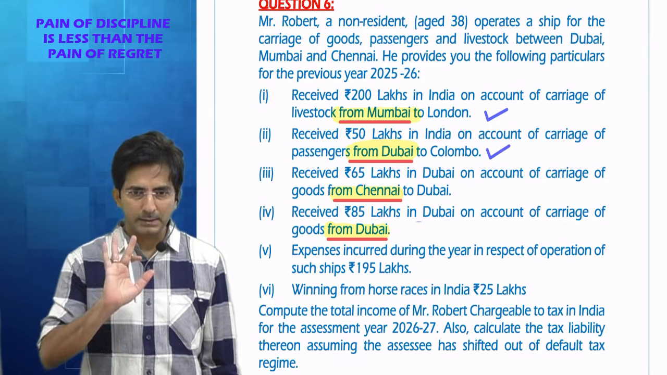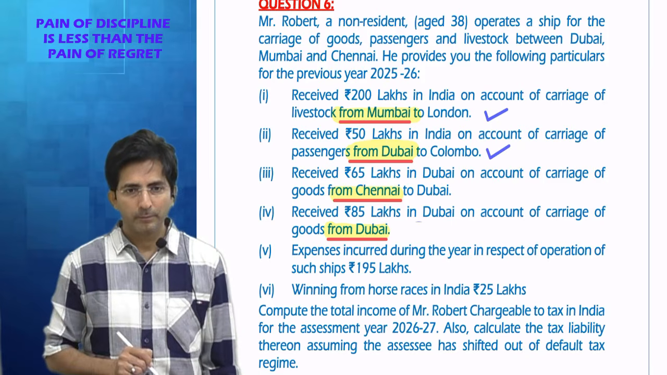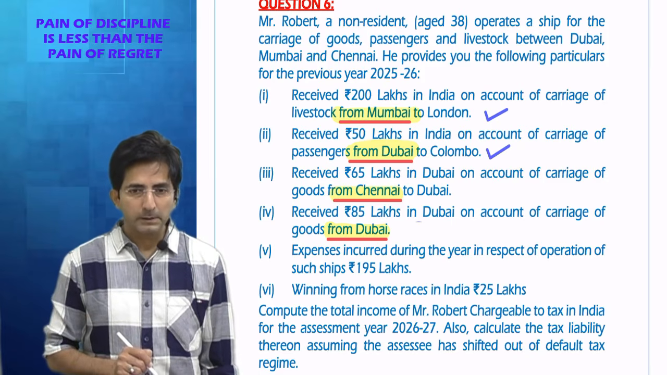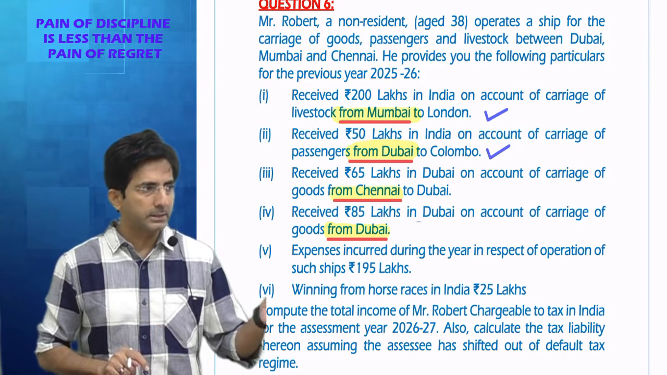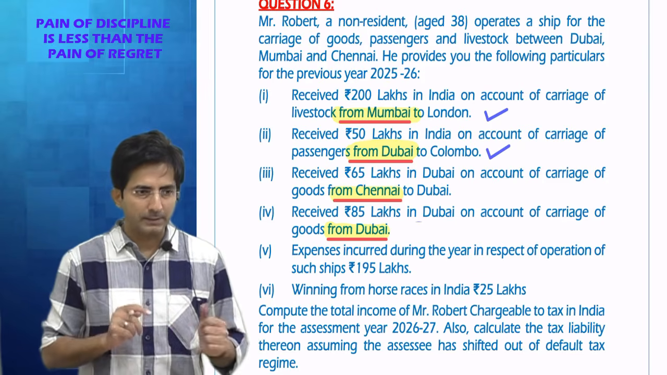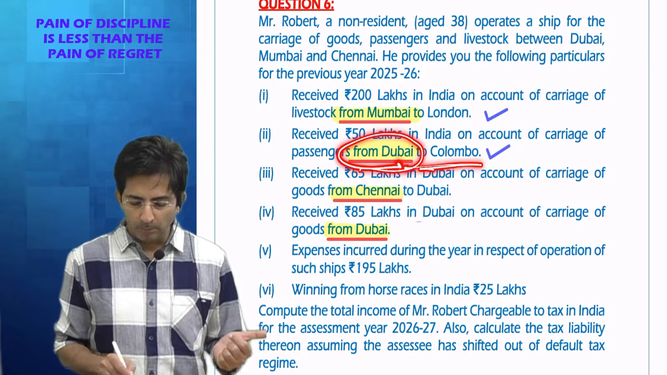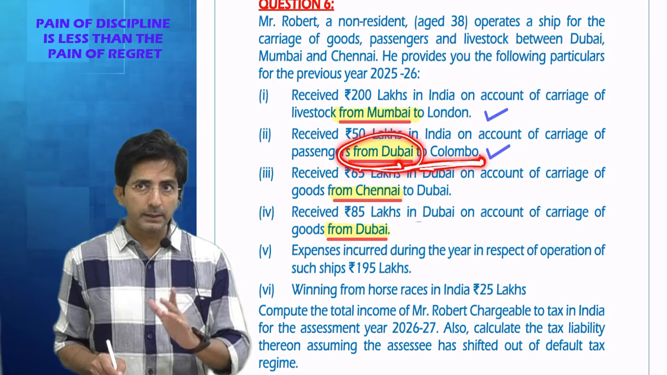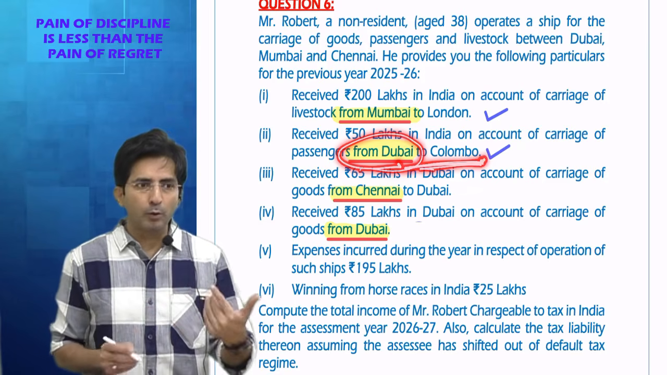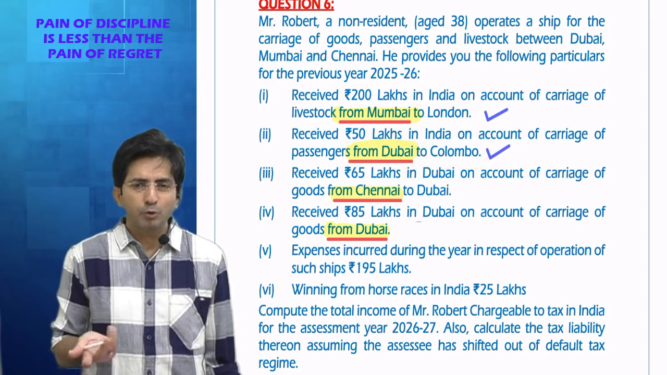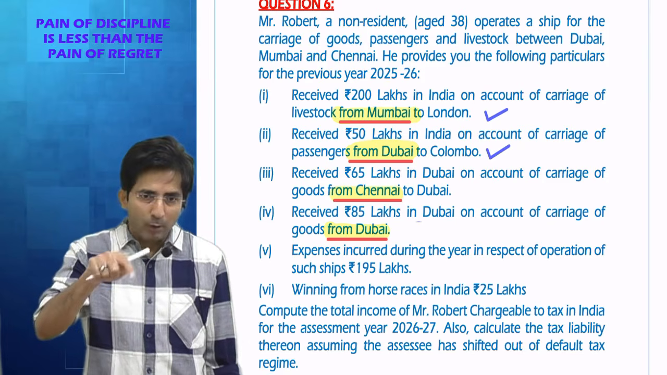But let's discuss properly. Tell me, it's received in India, but where is it accrued? That depends upon which place the ship has started from. Don't see the final destination, see the start place. So it has started from Dubai to Colombo. Colombo is in Sri Lanka. So it has started from Dubai, so accrued in Dubai. But it's okay. Even if accrued in Dubai, received is in India, na? So you will count it in our calculation.